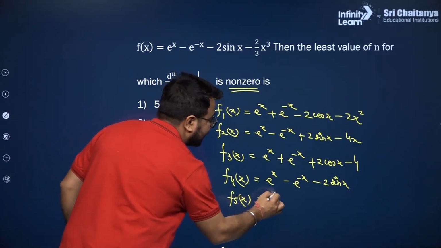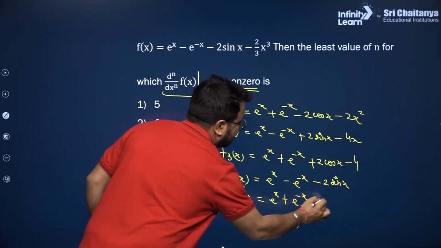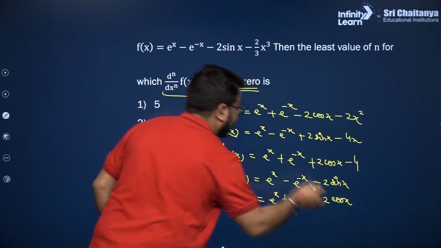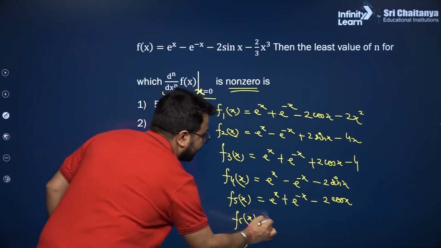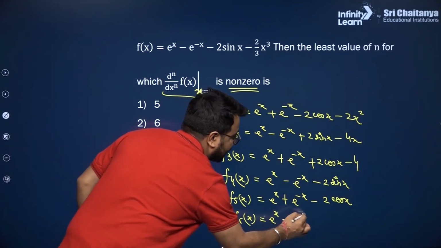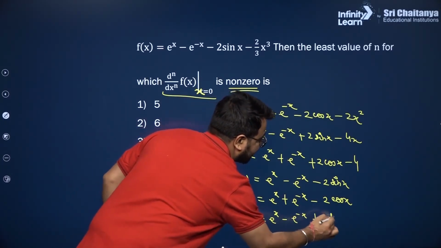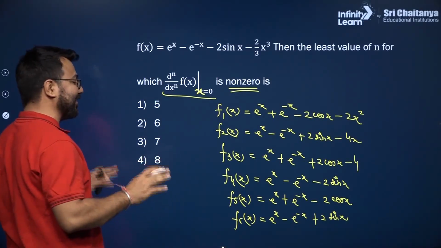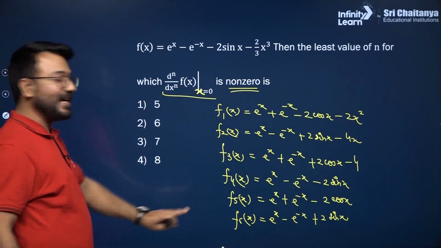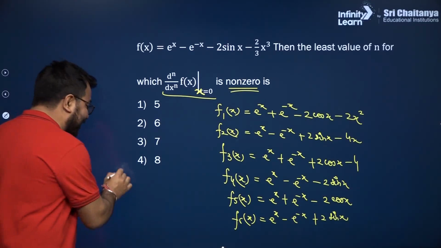I am again differentiating it. Then I am getting 2 cos x. Then again I am getting the result as 0. I am again differentiating it. Then it will be e raised to the power x minus e raised to the power minus x, then plus 2 sin x. If I substitute x equals 0, then again I am getting the value of this derivative as 0. The last one is the 7th order derivative.